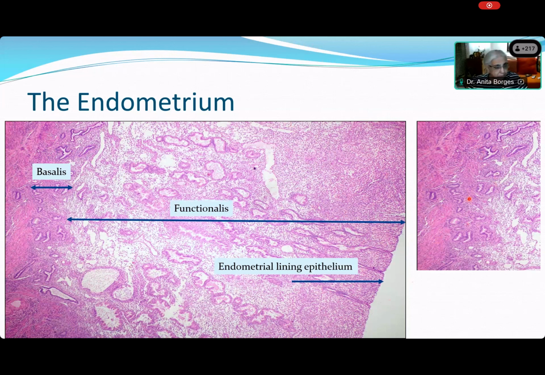The basalis glands are often seen as branched glands, which you don't see in the functionalis. You don't see it in the secretory phase. You don't see it in the proliferative phase, but you begin to see branched glands in some other benign processes in the endometrium.